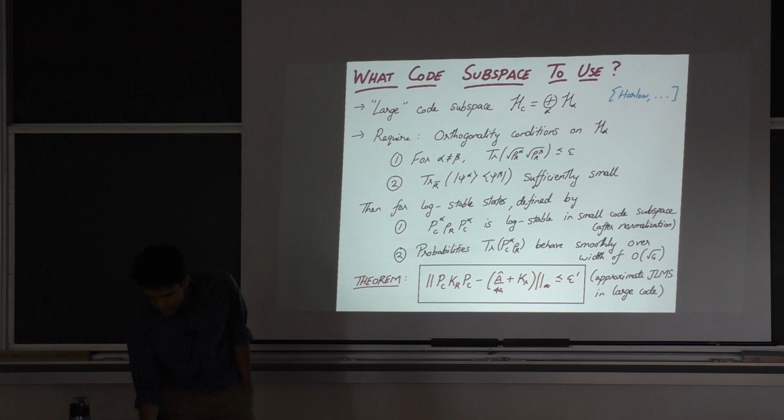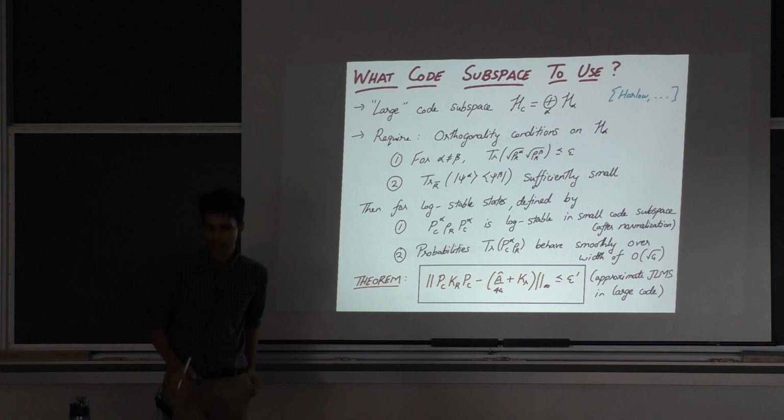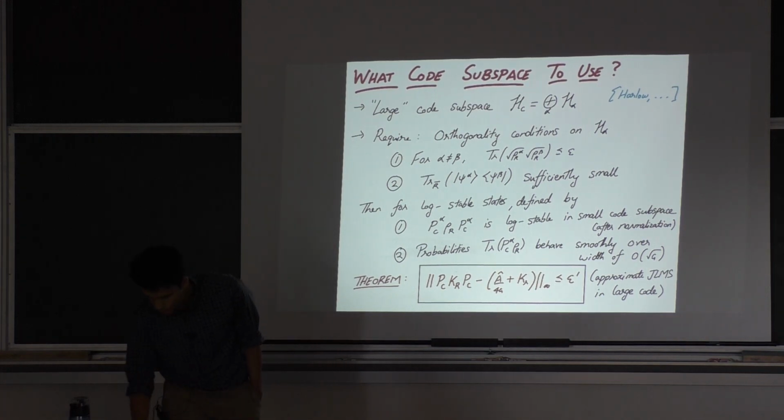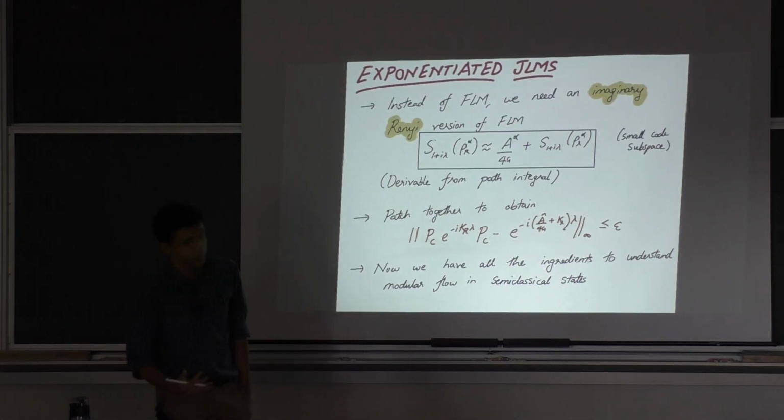Okay, so once you have sufficient orthogonality conditions, you can also show that there's approximate JLMS in the larger code subspace once you put these together, as long as you have a similar condition on this not too small eigenvalue, so you have log stable states. And similarly, you can prove this exponentiated version because you have fixed area states, but technically what you need is an imaginary Renyi version of FLM.